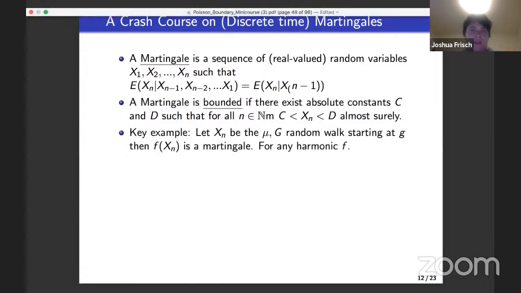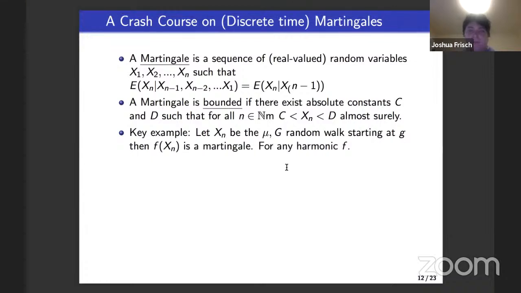Sort of the key example: if Xn is a mu-random walk starting at some g, then f of Xn is going to be a martingale for any harmonic function f. So basically, if I take a random walk with respect to mu, and then I apply a harmonic function f to that random walk, that's going to give me a martingale. That's the key example we're going to think about.